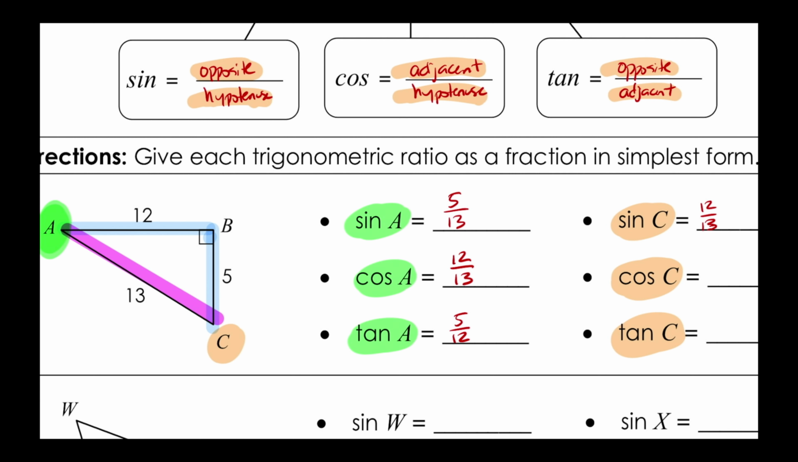What about the cosine of C? While I'm here at C, cosine is adjacent over hypotenuse. So the adjacent side to C is 5. The adjacent leg is 5, and the hypotenuse is 13. So that would be 5 over 13.